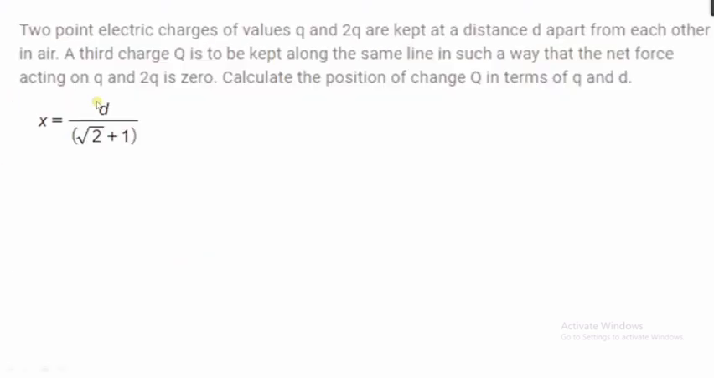So next question, two point charges q1 and q2 are kept at a distance d apart from each other. A third charge q is kept along the same line in such a way the net force acting on q1 and q2 is 0. Calculate the position of charge q in terms of q and small q and d. So this is the similar question. Draw the diagram and write two forces to be equal, and if you solve that you will get this.